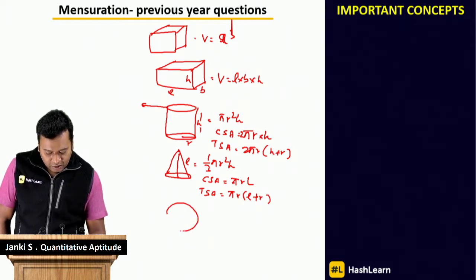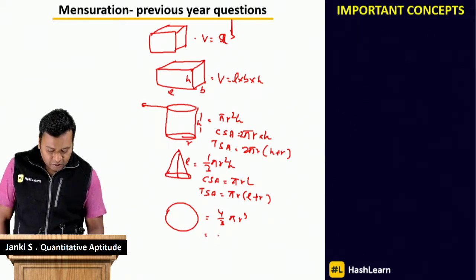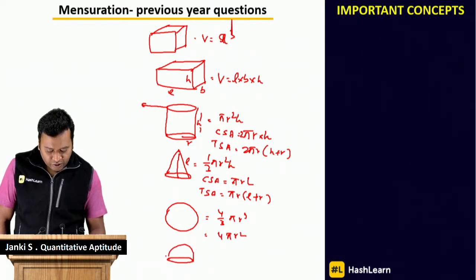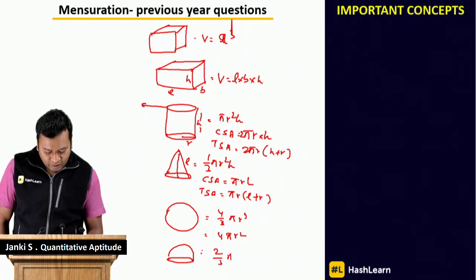Then comes the sphere, with volume 4/3 pi r cube, right. Then curved surface area is nothing but 4 pi r square. For the hemisphere, the volume is half, 2/3 pi r cube. Curved surface area is half of this, 2 pi r square, and the total surface area is nothing but 3 pi r square, right.